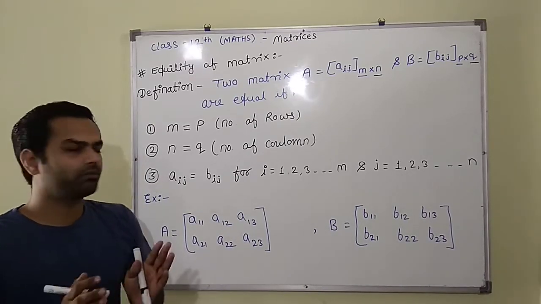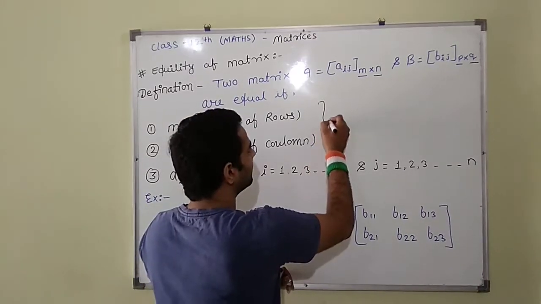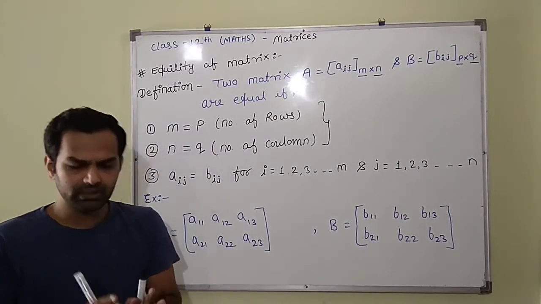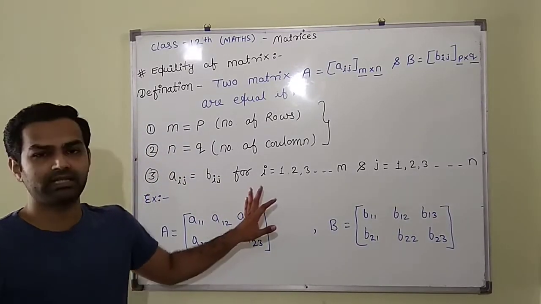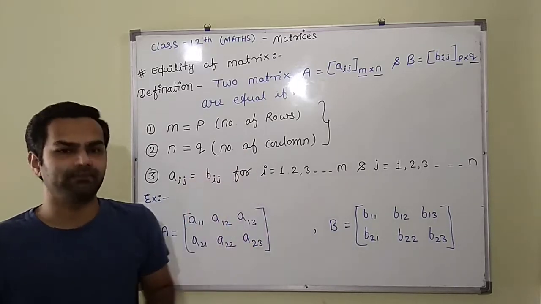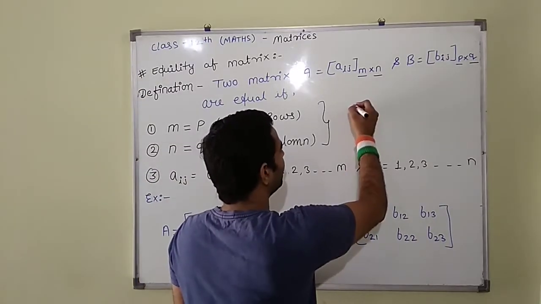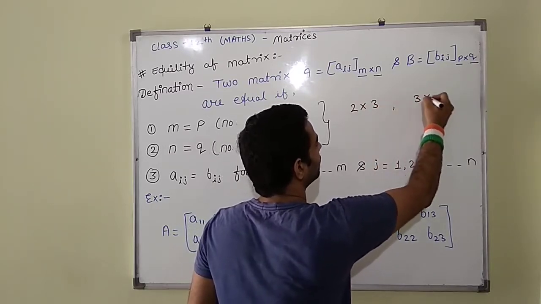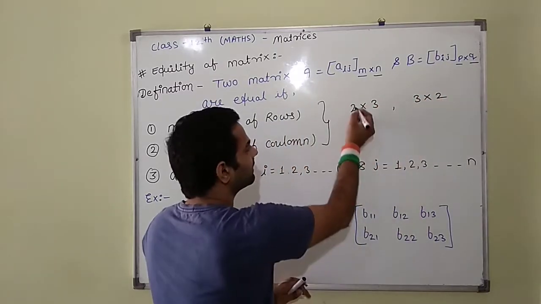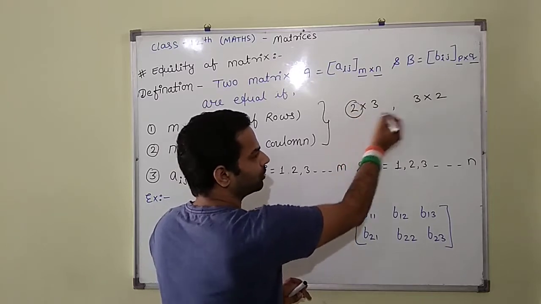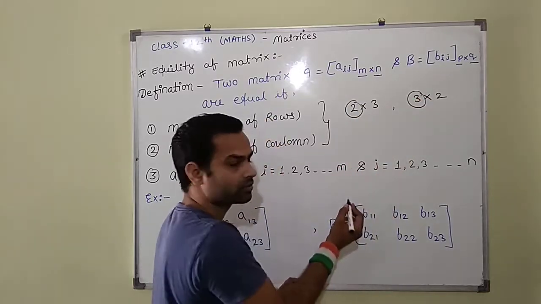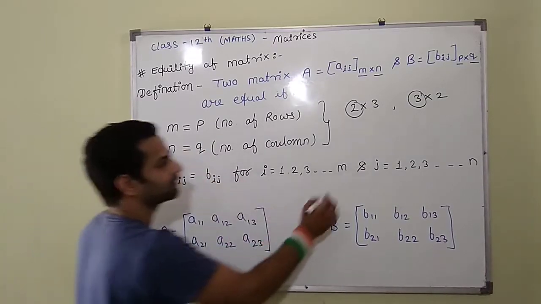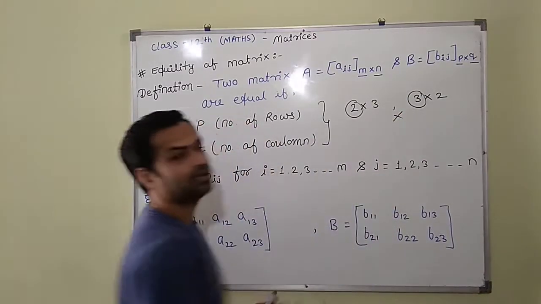Okay, so with these two points we can say that if the order of two matrices is equal, only then do we go for the third condition. If the order is not the same, for example, let's say matrix A is of order 2 cross 3 and matrix B is of order 3 cross 2, here you can see that the number of rows in the first is 2 and the number of rows in the second is 3. So the first condition is not applicable here, so we can say that both will not be equal.